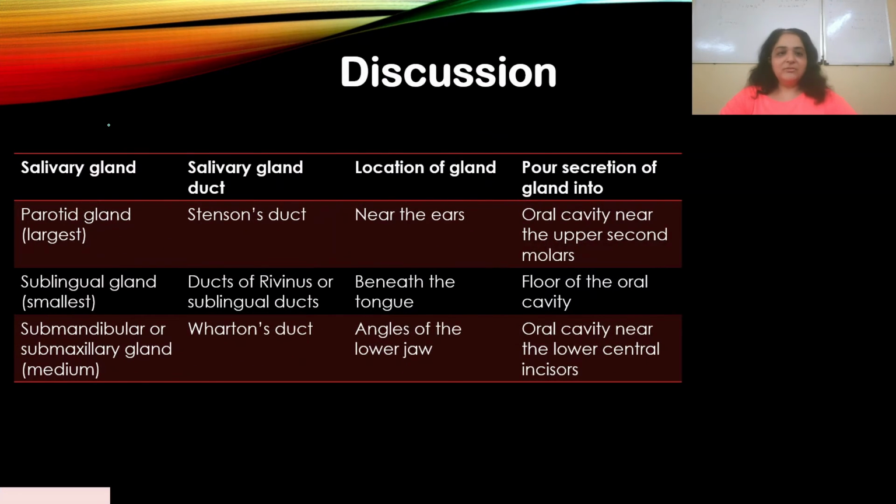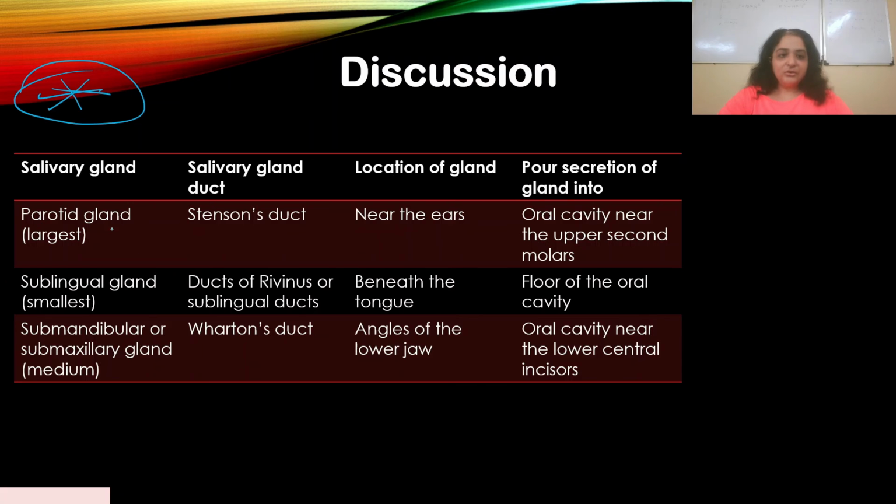Okay, so I made a table here. If you want, you can note it down in your notebooks, and this will be very helpful for you to understand. So I have made a list of the salivary glands, the associated ducts, the location of the gland, and where they pour the secretion into. Okay, where they pour the saliva into, which part of the mouth, the oral cavity.